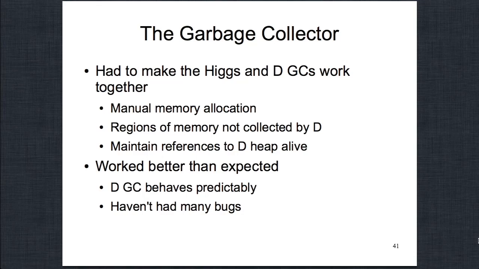The D garbage collector: I had to make it interact with my garbage collector, which means that I did memory management manually. I also had regions that were not collected by D. I had to maintain references to the D heap alive. This turned out to work better than expected. I found, like I said, that the D garbage collector behaved fairly predictably. I expected to get a lot of garbage collector bugs, but this actually didn't happen.